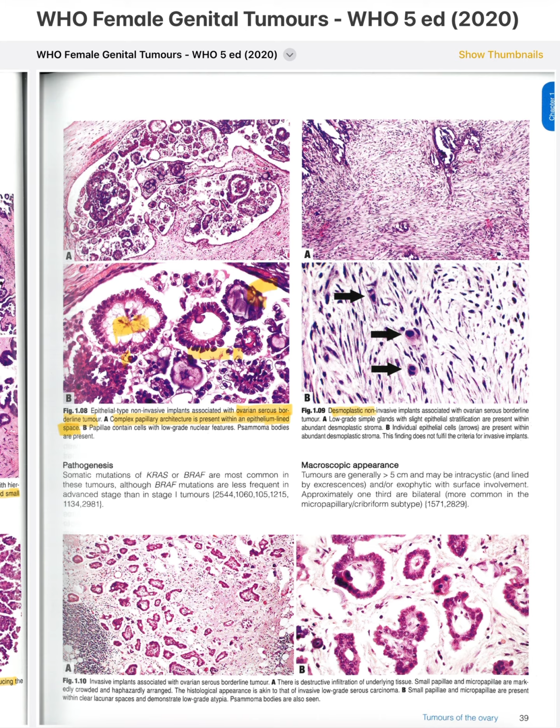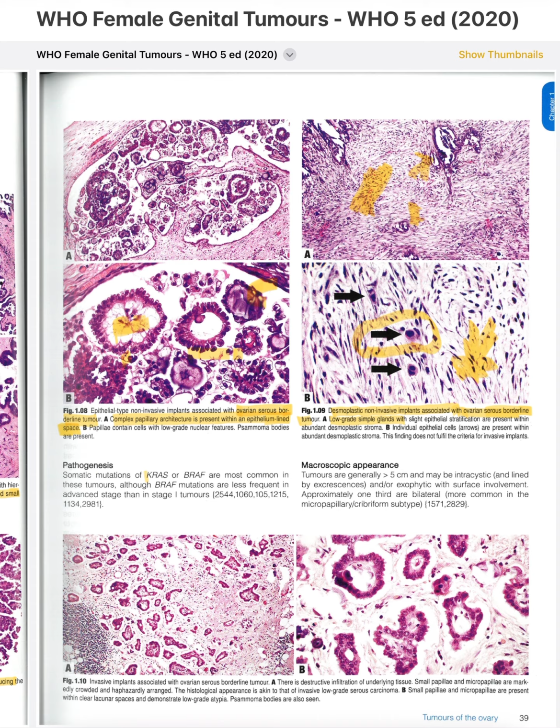In this photomicrograph, we can see desmoplastic non-invasive implants associated with ovarian serous borderline tumor. In the A image, there are low-grade simple glands. We can see the glands over here, and epithelial stratification is present within abundant desmoplastic stroma. In the B image we can see individual epithelial cells, marked by this arrow, and they are present in abundant desmoplastic stroma.